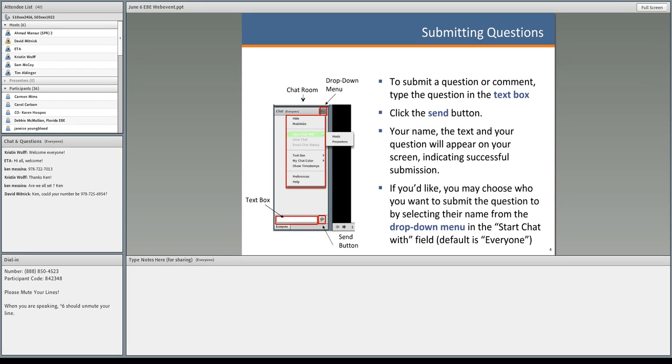Just be sure that you actually return, and that you see your message, but the rest of us will not. If you'd like to send your message to the presenters only or to other participants, click on the drop-down button and choose your intended recipient. If you do not select the recipient, the message will be sent to everyone. We'd like for you to use the chat feature to ask us questions throughout the web convening. We'll try to address them as we go during the Q&A portion.